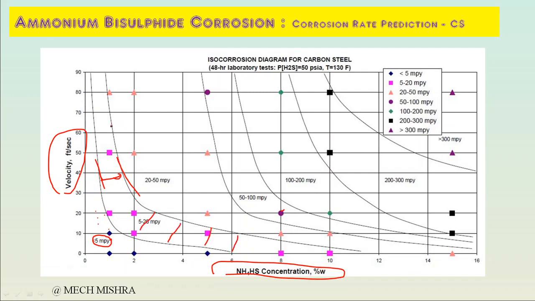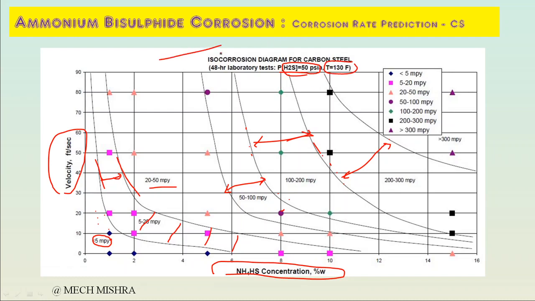If we fall between the next two, my corrosion rate is 25 to 50, and between this 50 to 100 mpy. Between these two curves, these are the iso-corrosion curves, here it will be 100 mpy, here it will be 200 mpy, and in between it will be 100 to 200 mpy. Here also it's 200 mpy, here 300 mpy, and in between the corrosion rate will be 200 to 300 mpy. Based on this you can calculate the corrosion rate for your conditions, and this is for H2S partial pressure 50 psi and temperature 130 degrees Fahrenheit for carbon steel.